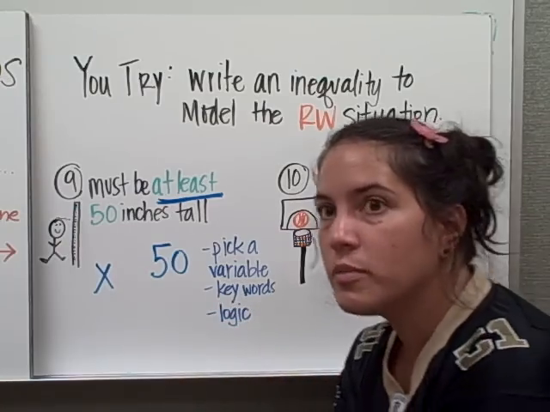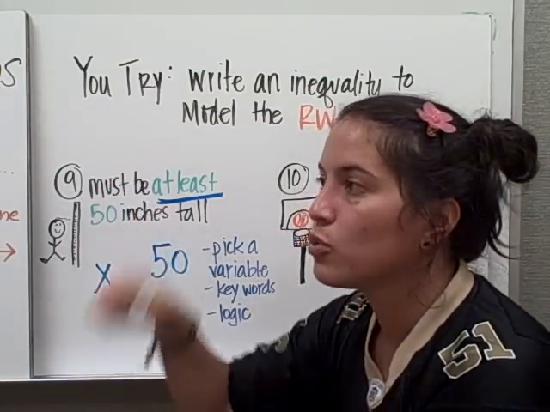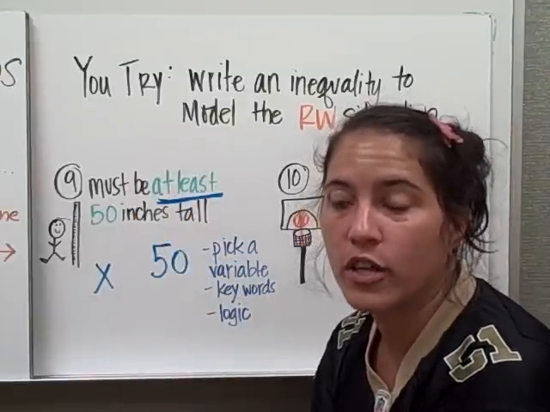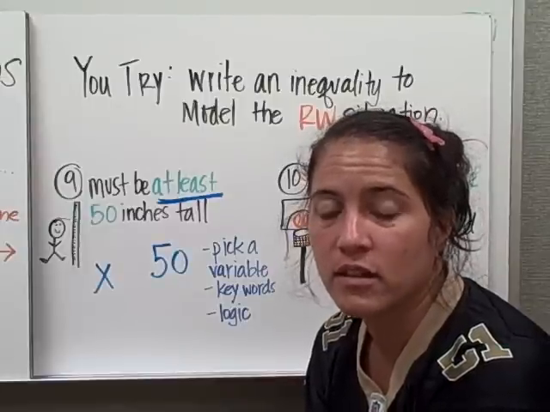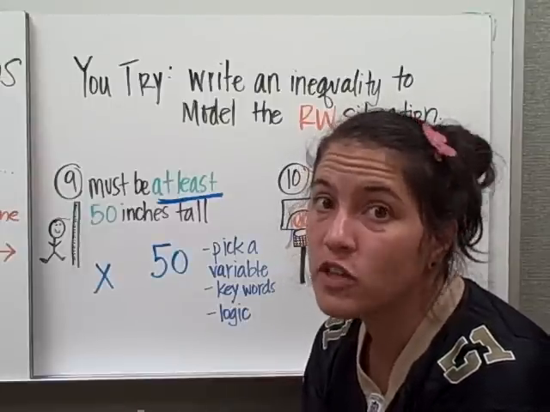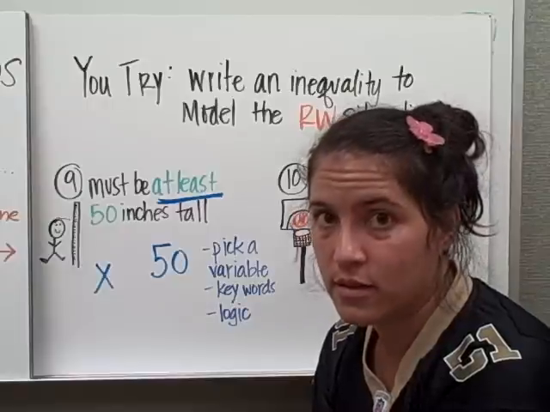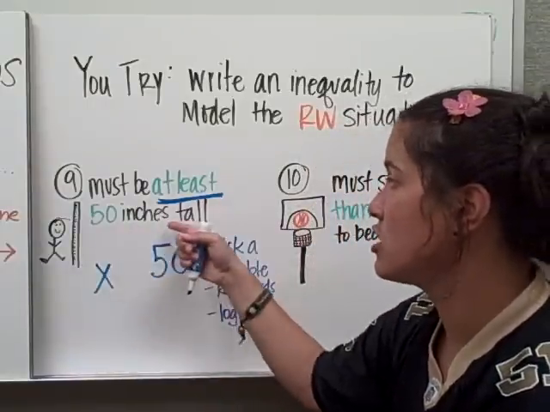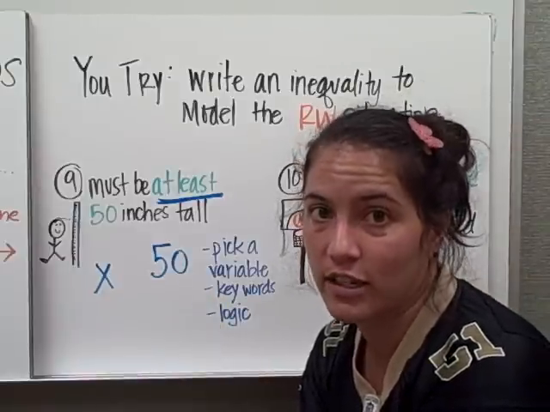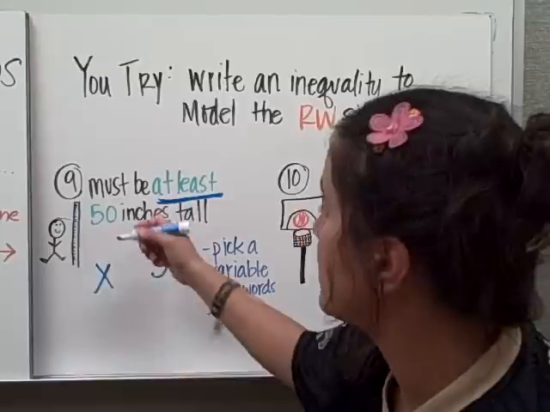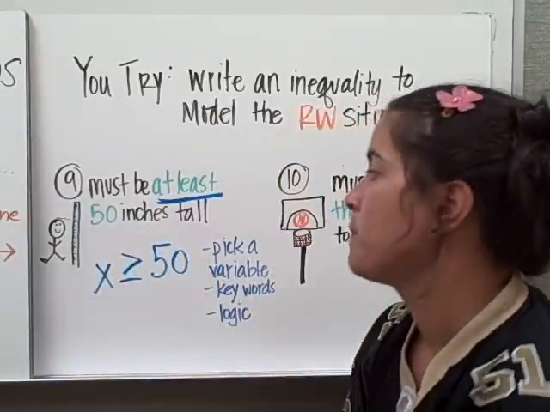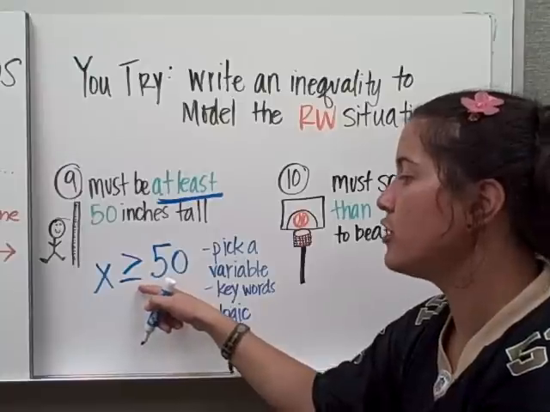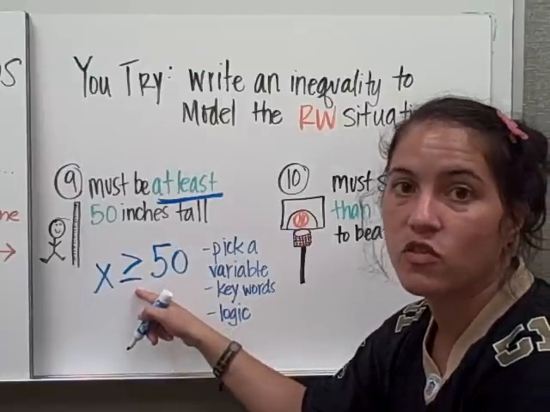Let's think about it. If you go up to a ride at the fair and there's a little ruler and it says you must be at least 50 inches tall, and you're 45 inches tall, can you ride that? No. What if you're 55 inches tall? Yes. What if you're exactly 50? Yes, because at least means 50 or more. Even though it has the word least in there, don't let it trick you. So the correct answer is X is greater than or equal to 50.